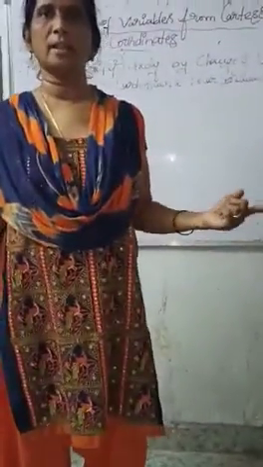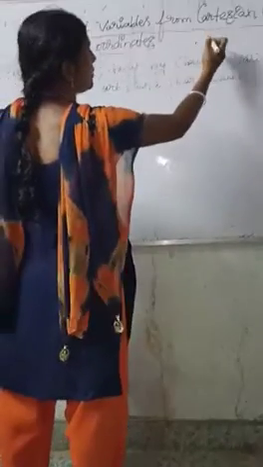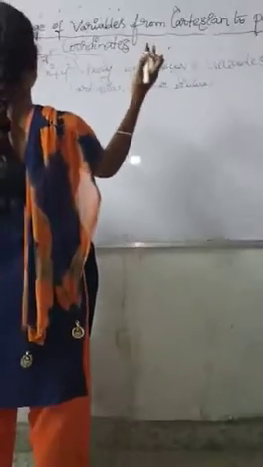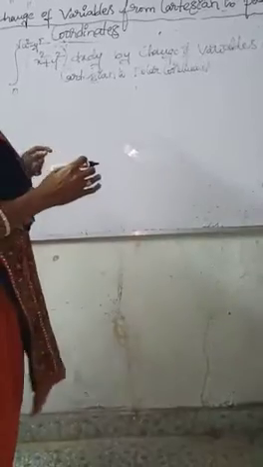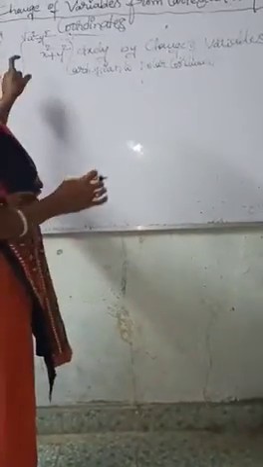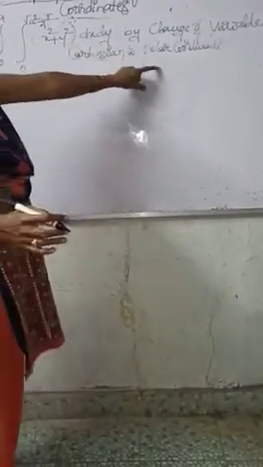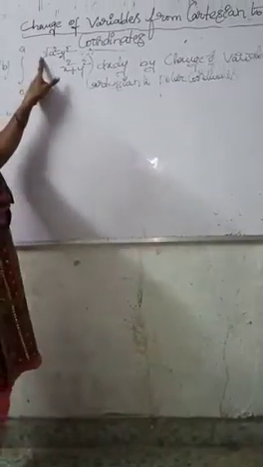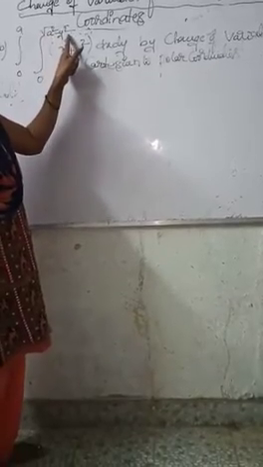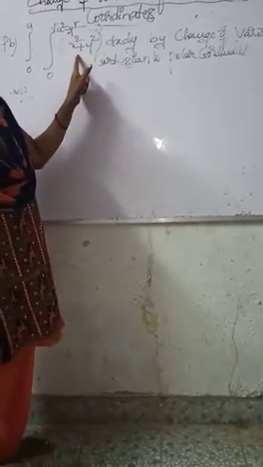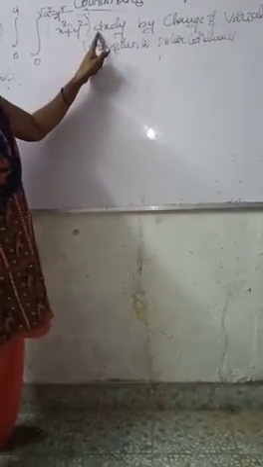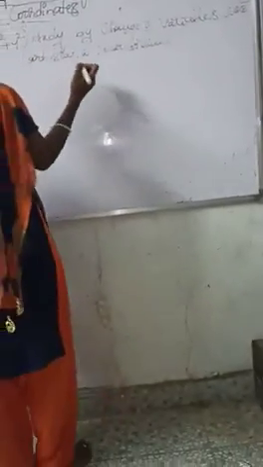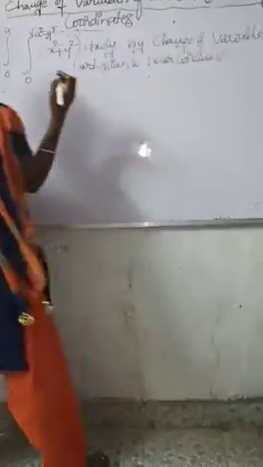This is Dr. Revati. Today we are going to discuss change of variables from Cartesian to polar coordinates. Now today I am going to discuss this example problem: the integral from 0 to a, integral from 0 to root of a square minus y square, of x square plus y square dx dy, by change of variables from Cartesian to polar coordinates.